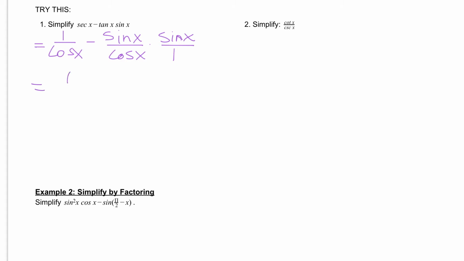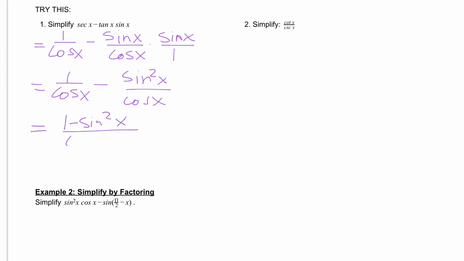So I'm going to keep my 1 over cosine x the same. And then I can multiply the top here to get sine squared x. And then I can multiply the bottom. Cosine of x times 1 is just cosine of x. Now that I have common denominators, so they're both a cosine x, I can combine my two fractions together and get 1 minus sine squared x over cosine of x.